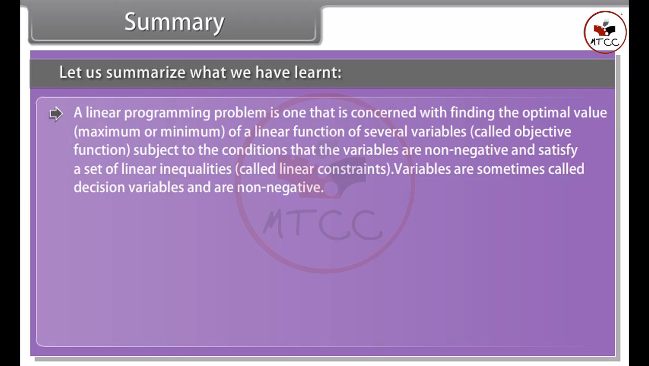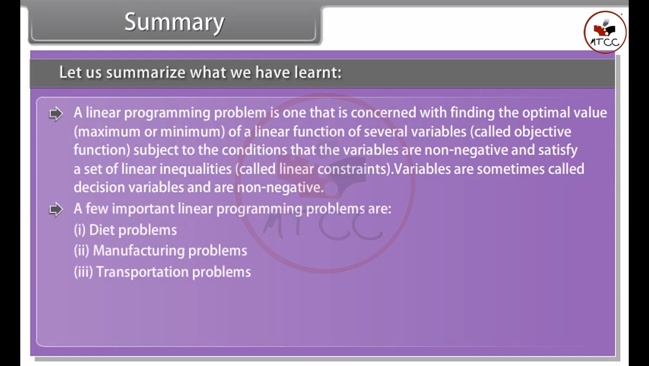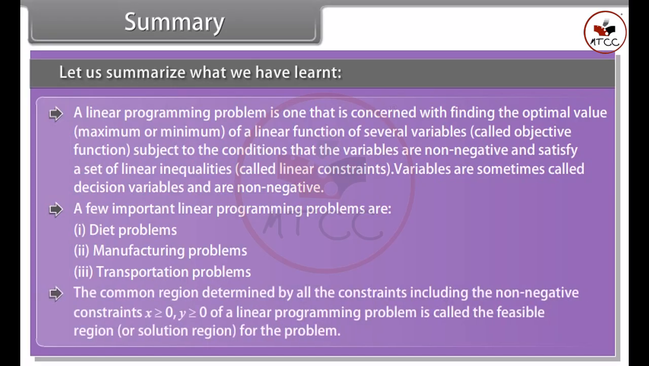Variables are sometimes called decision variables and are non-negative. A few important linear programming problems are: 1. Diet problems, 2. Manufacturing problems, 3. Transportation problems. The common region determined by all the constraints, including the non-negative constraints x greater than or equal to 0, y greater than or equal to 0, of a linear programming problem, is called the feasible region or solution region for the problem.